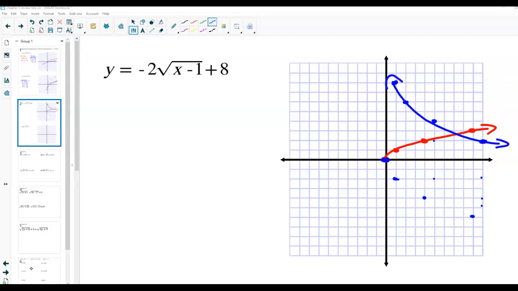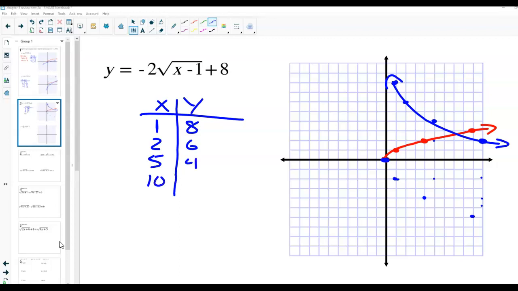Well done. So if I wanted to check a point, (10, 2) should work. 10 minus 1 is 9. The square root of 9 is 3. 3 times negative 2 is negative 6. Plus 8 is a positive 2, and I'm there. If I wanted to put a chart in, we're going to start with 1. And if I have 1 there, I'm going to get 8. If I put 2 in, I'm going to get 6. If I put 5 in, I'm going to get 4. And if I put 10 in, I'm going to get 2.